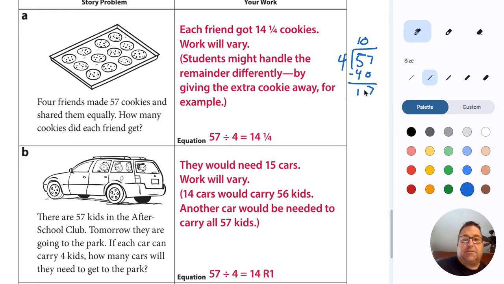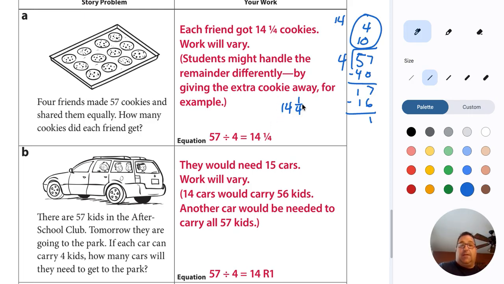Now, our 4 friends are splitting 17 cookies. Well, we know it's not going to go in evenly, but 4 times 4 is 16, right? Subtract, we get 1 left over. So let's look at how many total cookies they got. They got 14 whole cookies, and then this 1 is 1 out of the 4, because we're dividing by 4. So 14 and 1/4. Whatever our remainder is that we can't divide anymore just becomes a fraction. So technically, they each get 14 and 1/4 cookies.